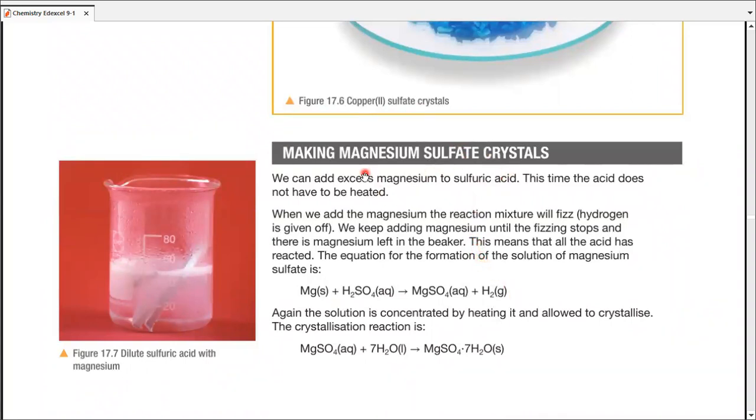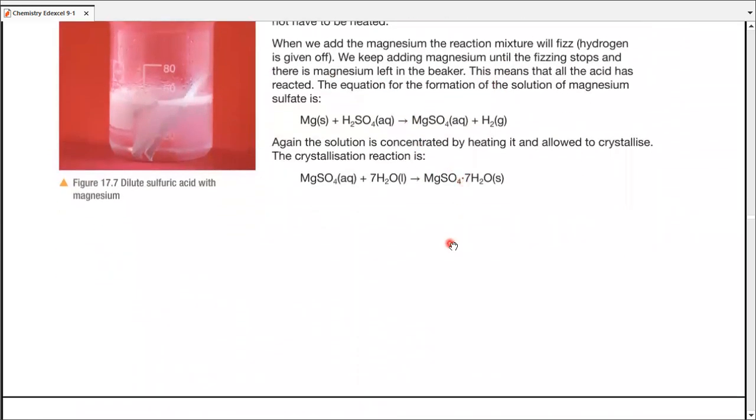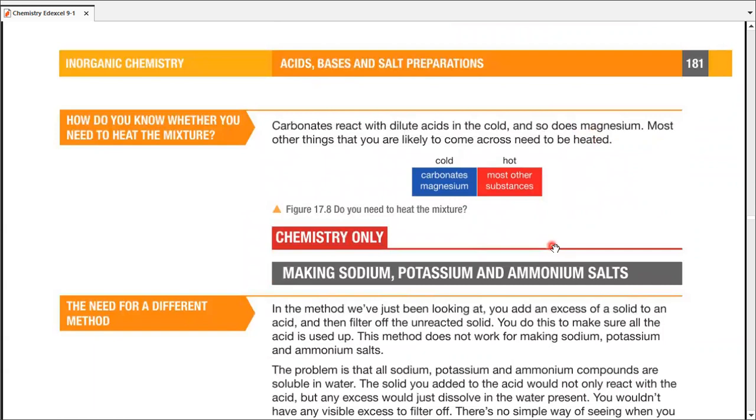Now we can do the same experiment for forming magnesium sulfate crystals, but since magnesium can easily react with sulfuric acid, we don't need any heating. We simply react the metal with the acid. Remember, metal should be more than the acid. All of the acid should react, and then we can get the salt by revising all of the steps afterward.